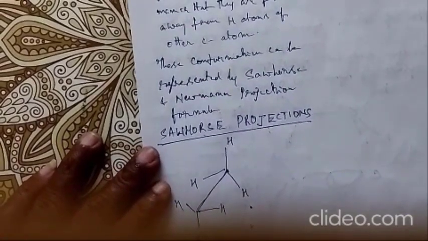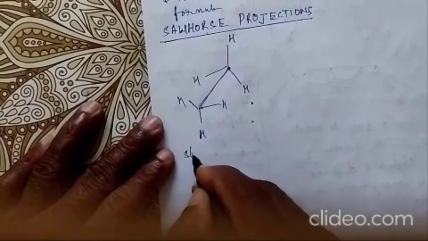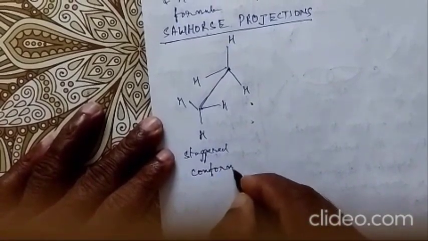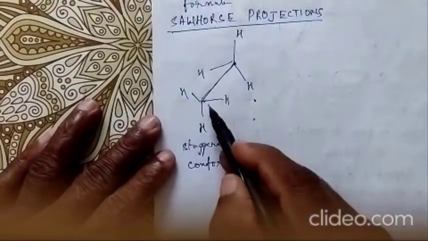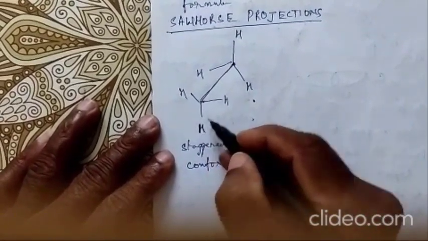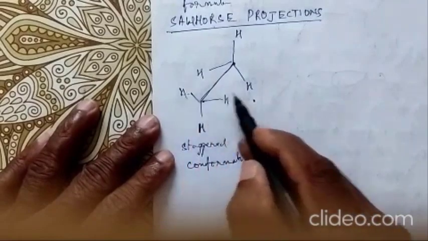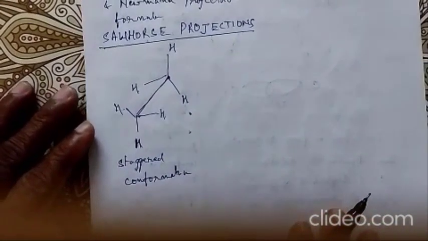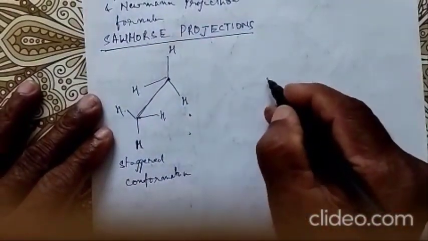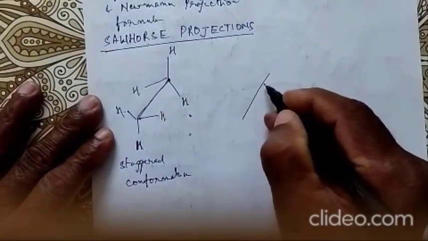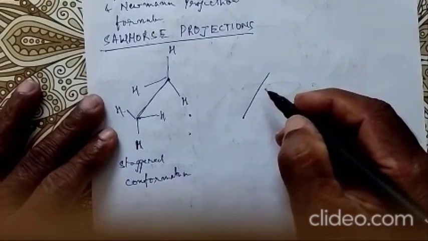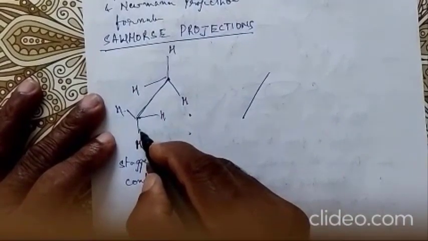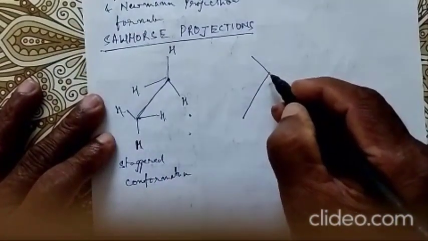So what is this? This is the staggered conformation. If you imagine this in a three-dimensional formula, this hydrogen is far away from this hydrogen, and this hydrogen is far away from this. So this is a staggered conformation in Sawhorse projections. Now the other one, eclipsed. So in eclipsed, fix this hydrogen and rotate this hydrogen.